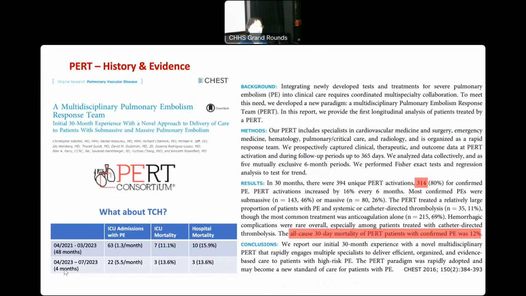Since April this year, in the last 4 months, we had 22 sick PEs, average 5 to 6 a month, and again, remain on a very high mortality rate. But compared to that, we're doing better, but still, sick PEs, we still have a very high mortality rate.